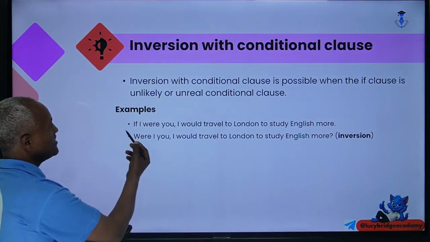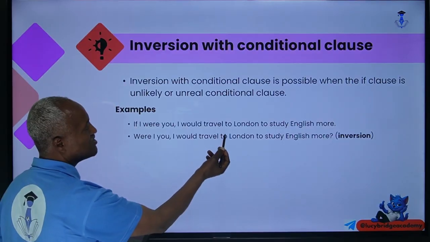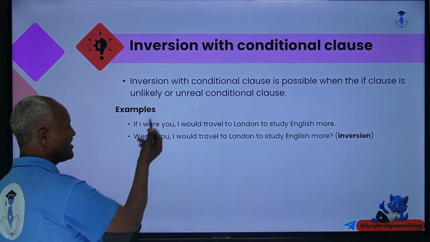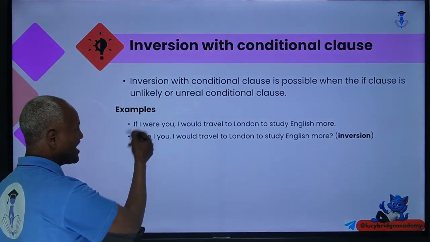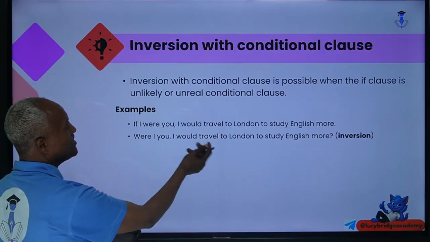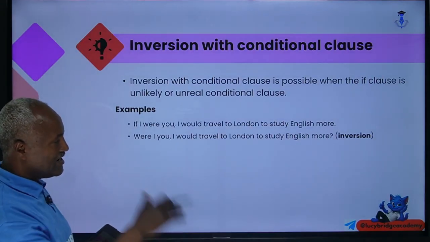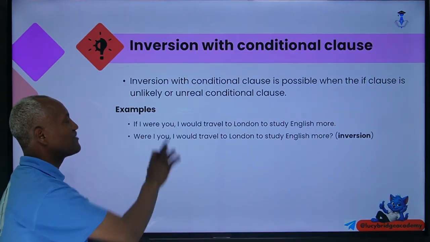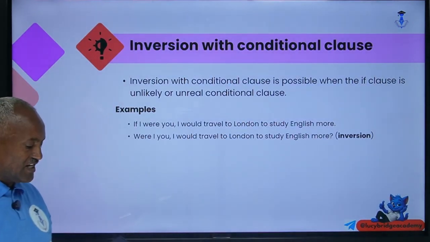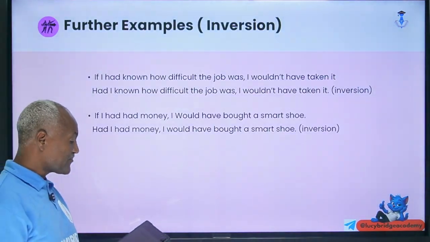For instance, here, if I were you, I would travel to London to study English more. And then when we invert, it becomes: were I you. We cancel out if. The rest, the main clause, doesn't bring any change. We write it as it is. This is what you have to remember.